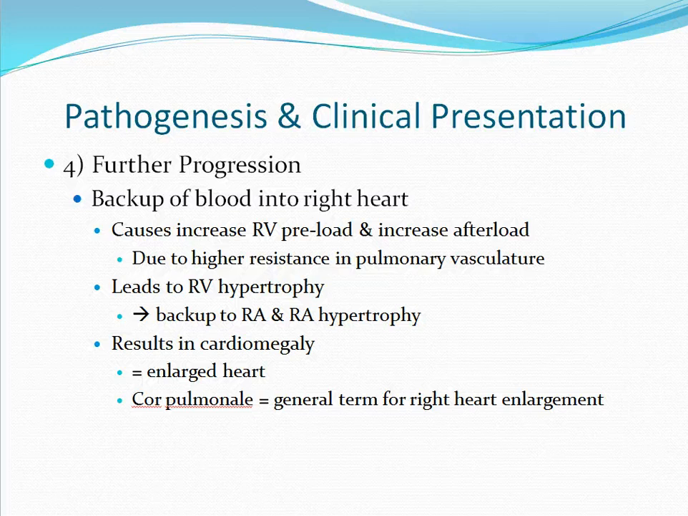This hypertrophy is a compensatory change to try and increase the strength as well as the stroke volume. Unfortunately, it doesn't do this and instead results in cardiomegaly. Cardiomegaly is an enlarged heart that is typical of a chronically failing heart. The term cor pulmonale is a general term for right heart enlargement.